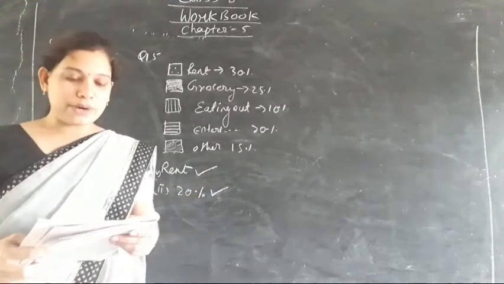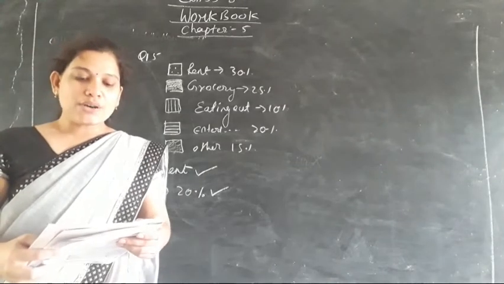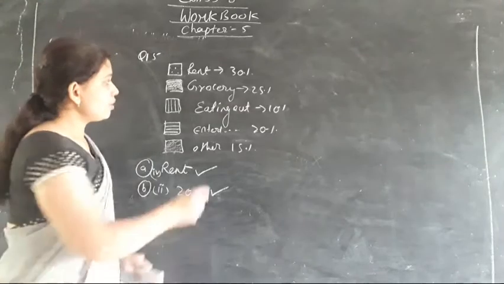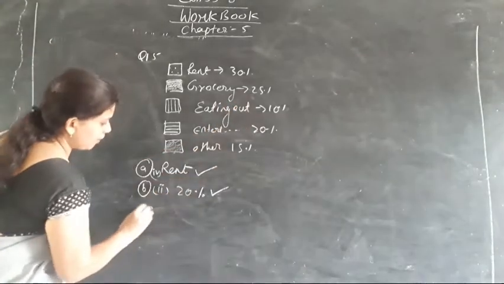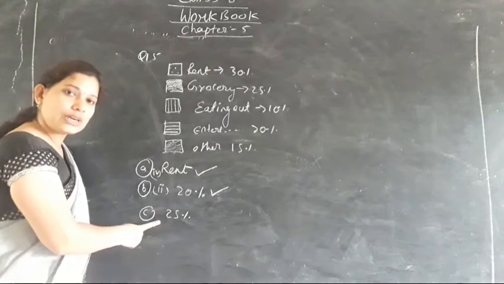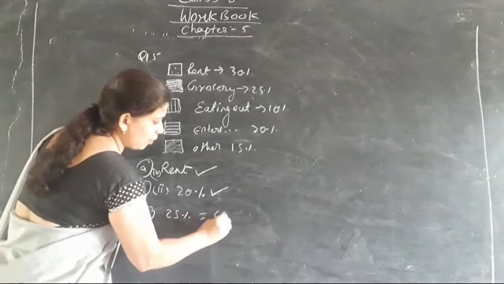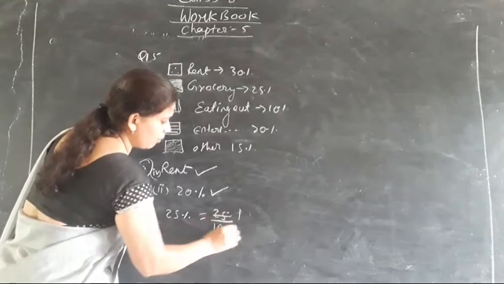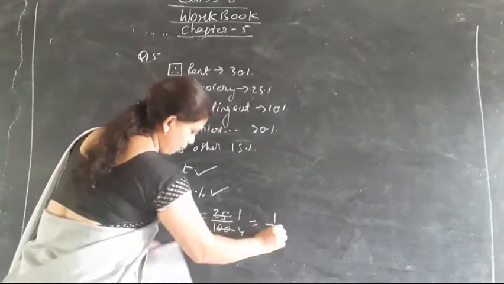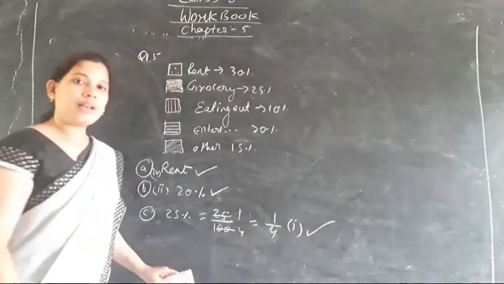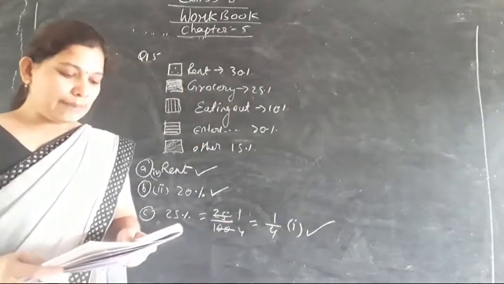Moving toward the C part of the question, what fraction of the income does Mr. Davis spend on groceries? So dear student, what we are having in the groceries, C part, 25% we are having. So here we have to convert the percent into what? Into fraction, because in the question it is asked about the fraction. So here it will be 1/4. So the answer will be 1/4, which is the option number 1. It is the correct option. Clear? Moving toward the D part.